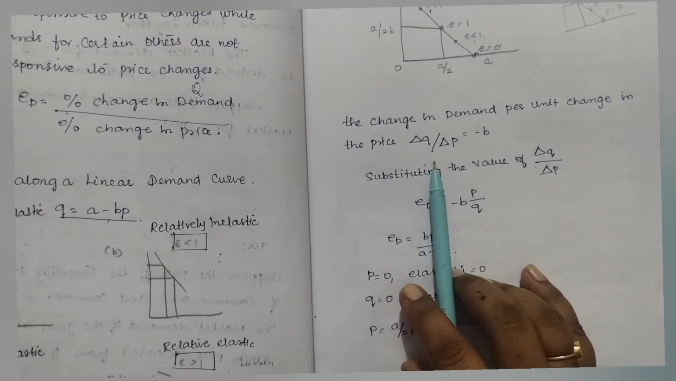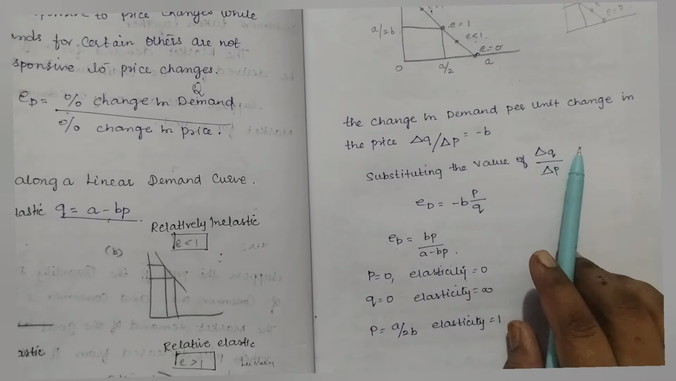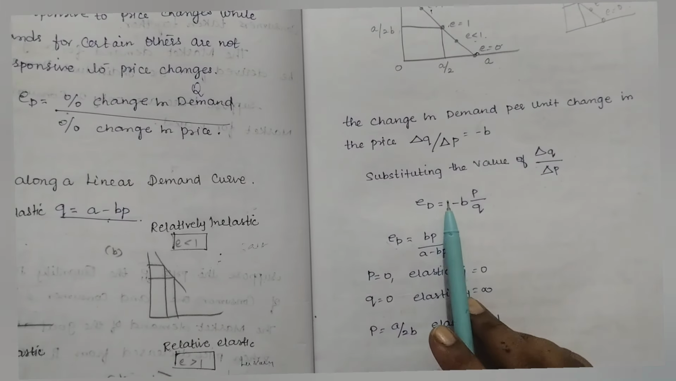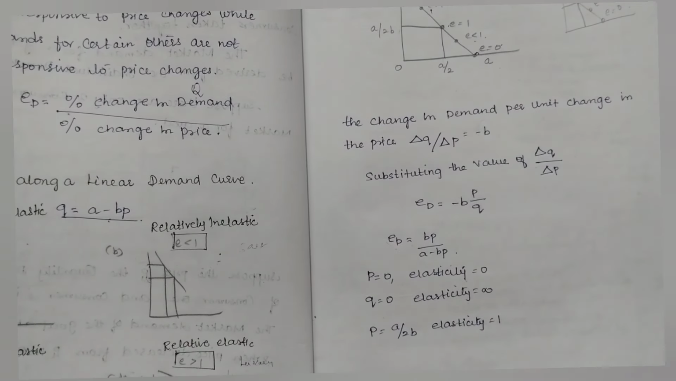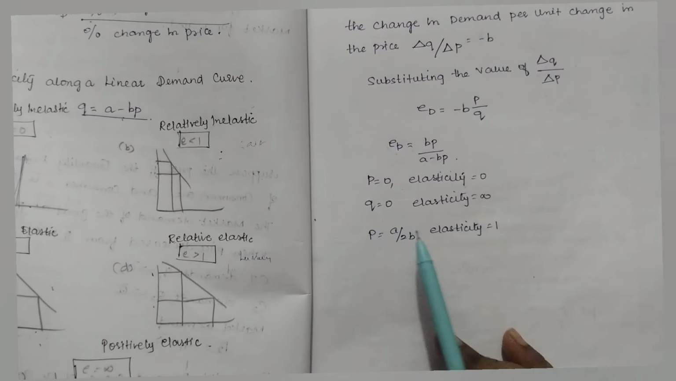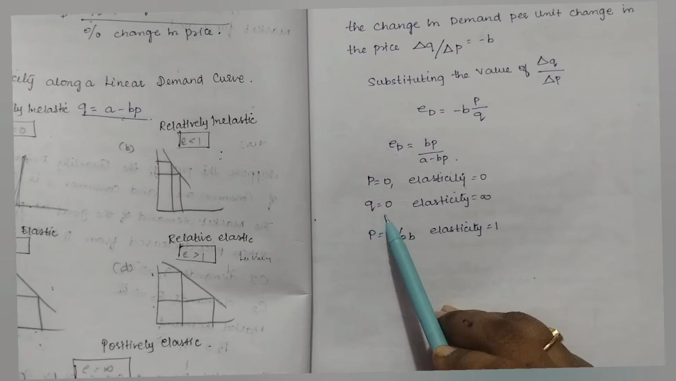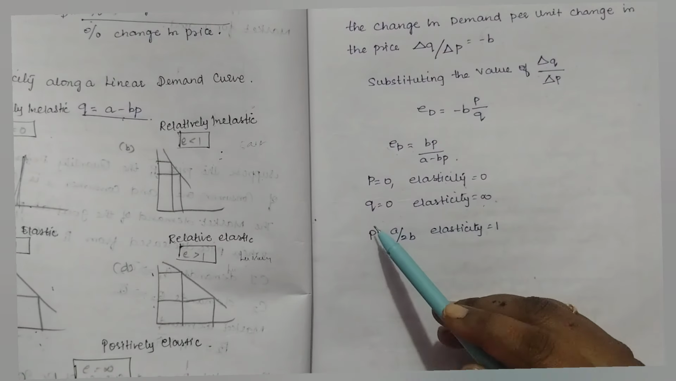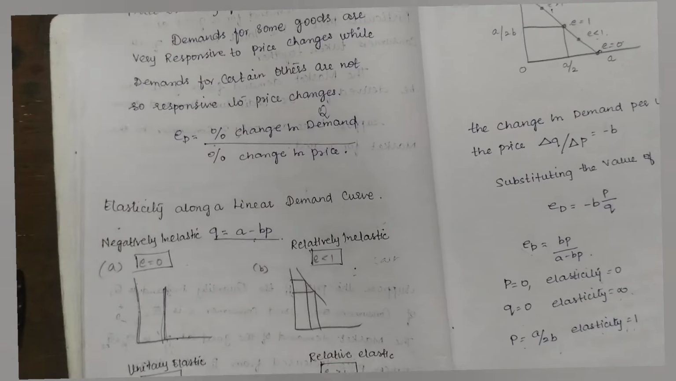Then what we are going to write: change in quantity divided by change in price is equal to minus b. Substituting the value of change in quantity divided by change in P, what do we get? Elasticity of demand is equal to, because it is downward sloping, negatively sloped, no? So minus b, P divided by Q. So when price is equal to 0, elasticity is also 0. When quantity is equal to 0, elasticity is equal to infinity. When P is equal to a by 2b, elasticity is equal to 1.